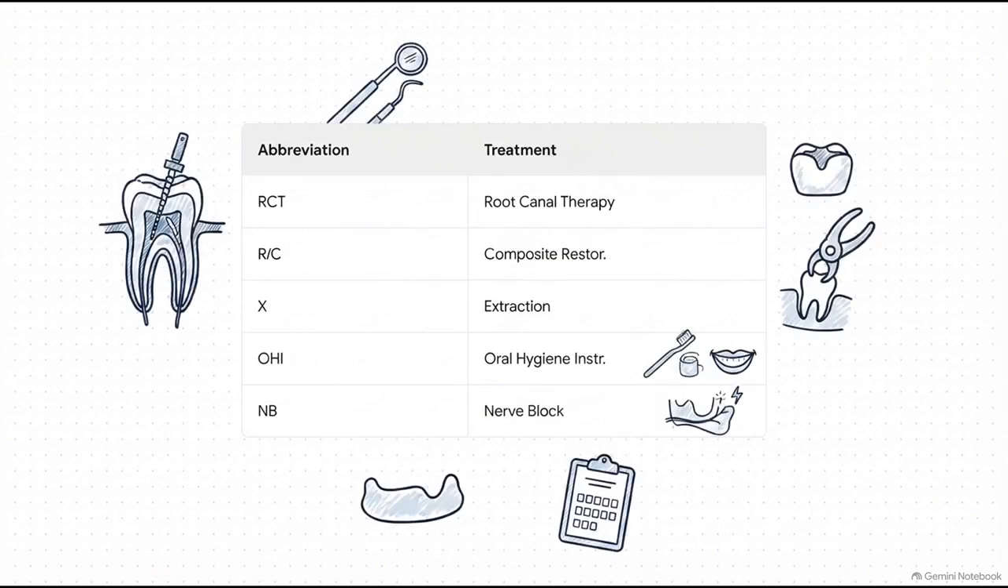Now, once that diagnosis is established, you'll see these treatment abbreviations. RCT stands for root canal therapy, again, treating that dental pulp we talked about. RC is a composite restoration, or your standard filling. X is for a tooth extraction. You might also spot OHI for oral hygiene instructions given to the patient, NB for nerve block, and the term edentulous, which simply means a patient without teeth. These terms directly translate into the procedural codes we submit for reimbursement.